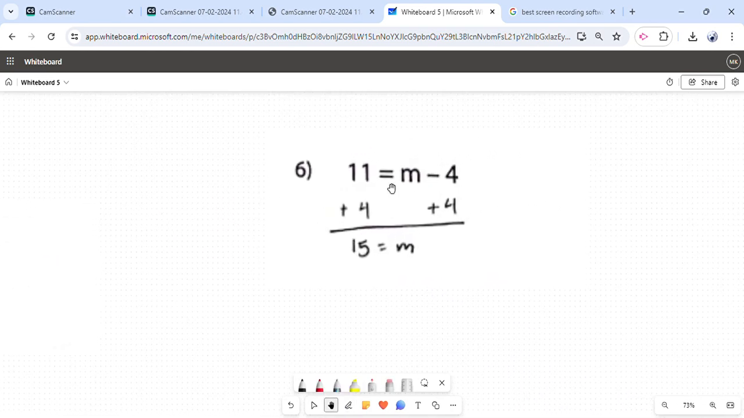For number 6, it says 11 equals m minus 4. What's the opposite of subtraction? It's addition, so you have to add 4 to both sides, and that gives you 15 equals m.